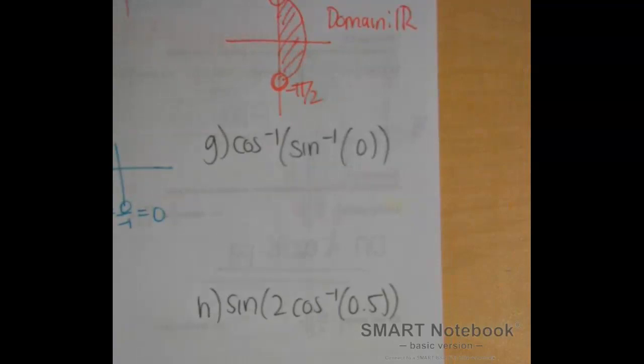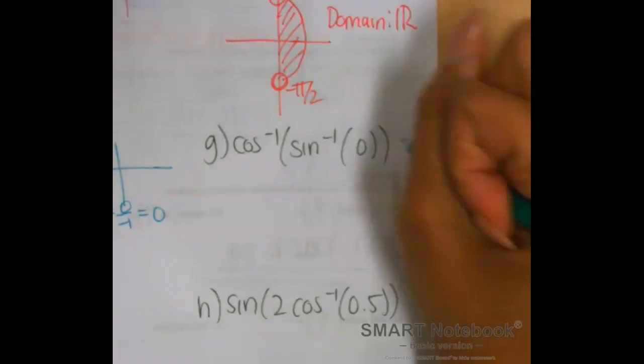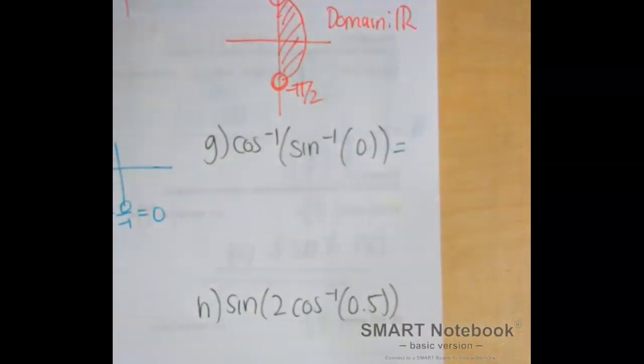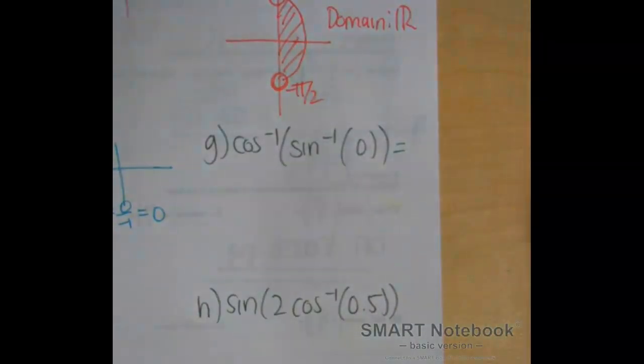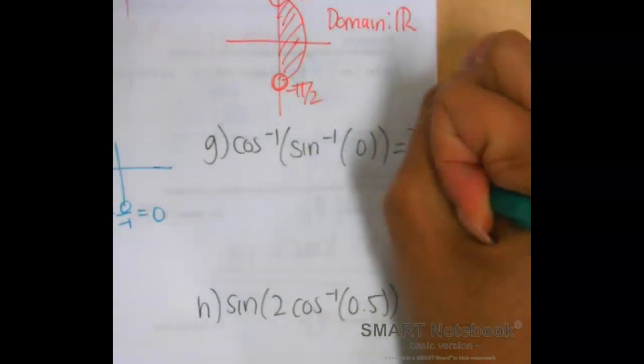For letter G as in goat, first I want to know what the answer is, and then I'll go through and show you what steps you should have done. So, Gabrielle, for letter G, what did you get for your answer? Pi over 2. That's exactly it.